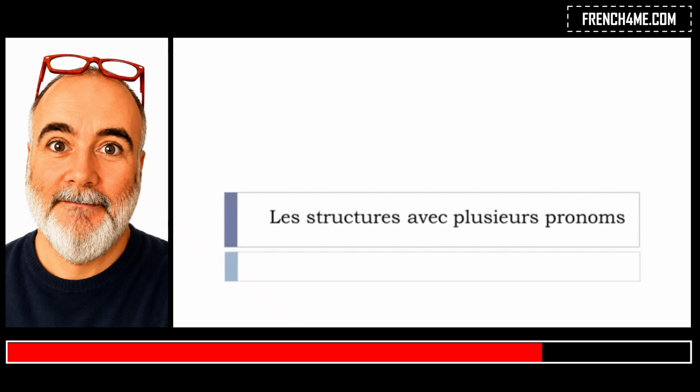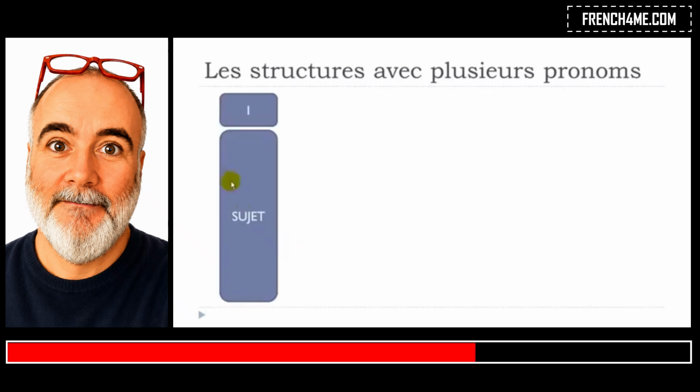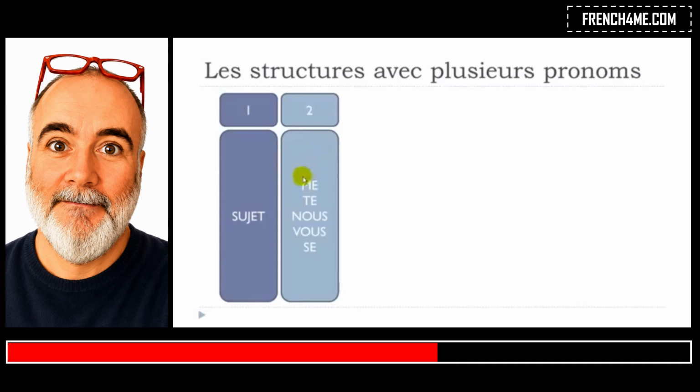We've been covering so far the structures with two pronouns, and with this video you will discover the order if you want to add more than two pronouns in one sentence. So, les structures avec plusieurs pronoms. First position, and that will be obviously your subject. Your subject should be all the time number one. Then second place should come me, te, nous, vous, and ce. So me, te, nous, vous, ce, second position.